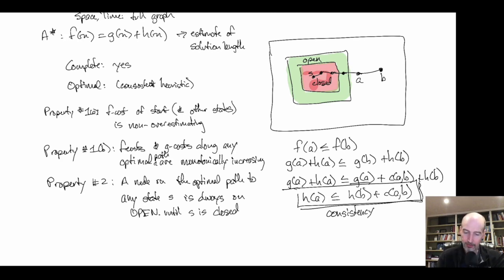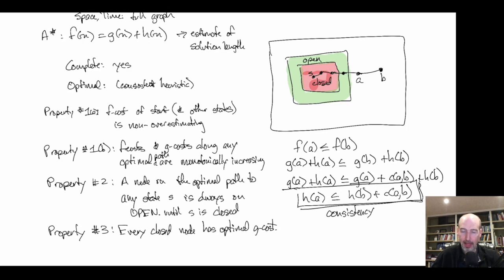Okay, and the interesting property that we want here, that we also have in Dijkstra's algorithm, but is a little bit more interesting here with a heuristic, is that every closed node has optimal G cost. And the question is here, is it ever the case that I could choose a node from the open list? So I could choose a node here and expand it before we found the shortest path.